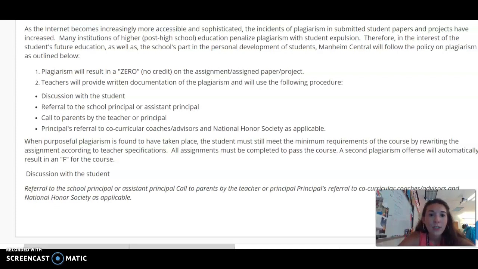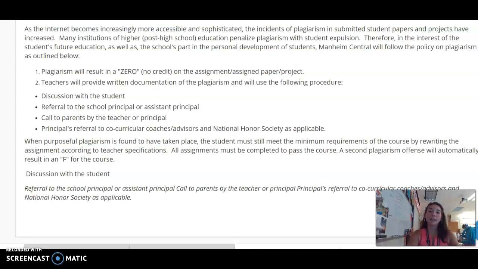When purposeful plagiarism is found to have taken place, the student must still meet the minimum requirements of the course by rewriting the assignment according to the teacher's specifications. All assignments must be completed to pass the course. A second plagiarism offense will automatically result in an F for the course. Discussion with the student, referral to the school principal or assistant principal, call to parents by the teacher or principal, and referral to co-curricular coaches and advisors will happen as applicable.